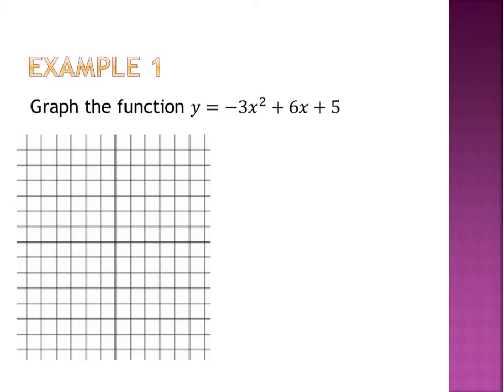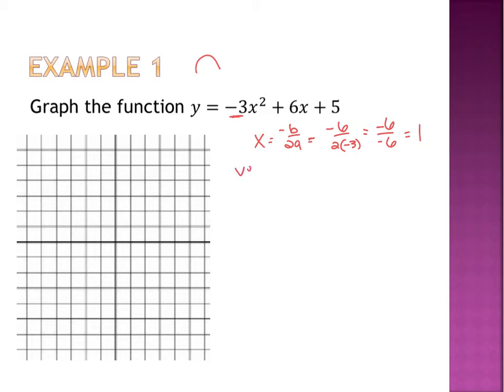Right away, based on what we talked about yesterday, I have a negative a value, so I know that my graph should be an upside down U. The first thing I'm going to do is find the axis of symmetry and the vertex. So I have x equals the opposite of b over 2 times a, which in this case is going to be the opposite of 6 divided by 2 times a, which is a negative 3. This will give me a negative 6 divided by a negative 6, or a positive 1.